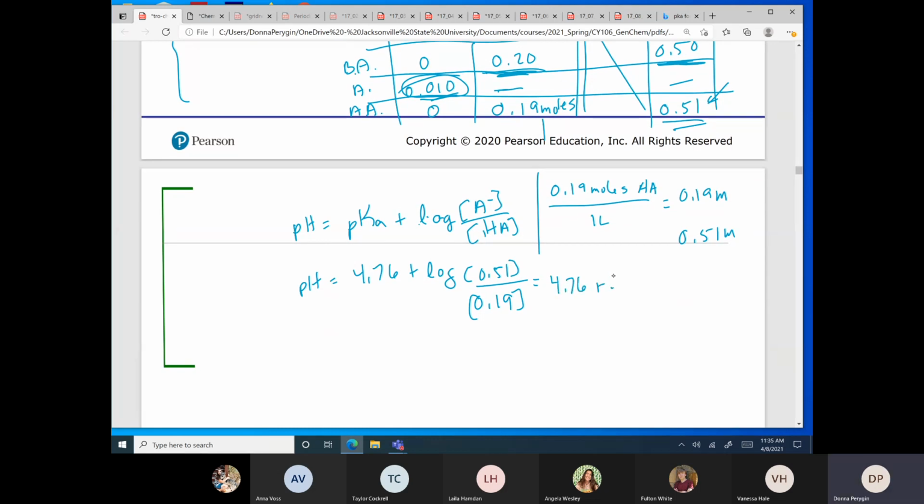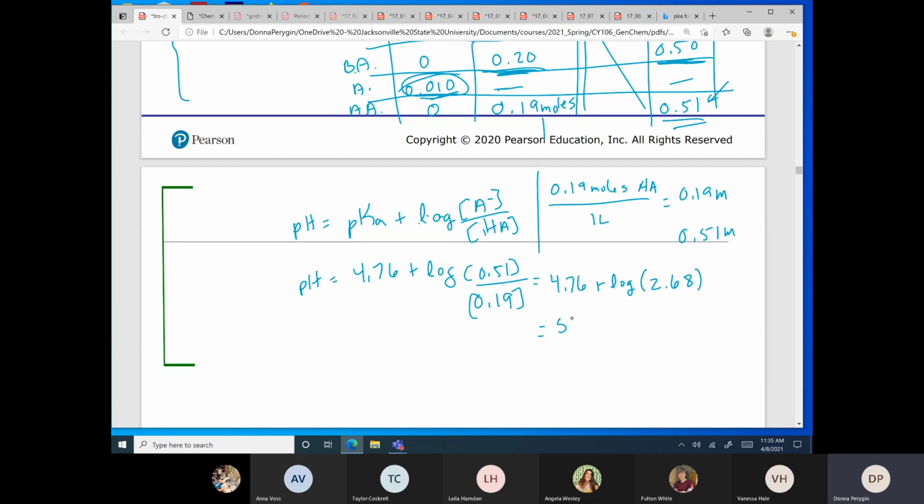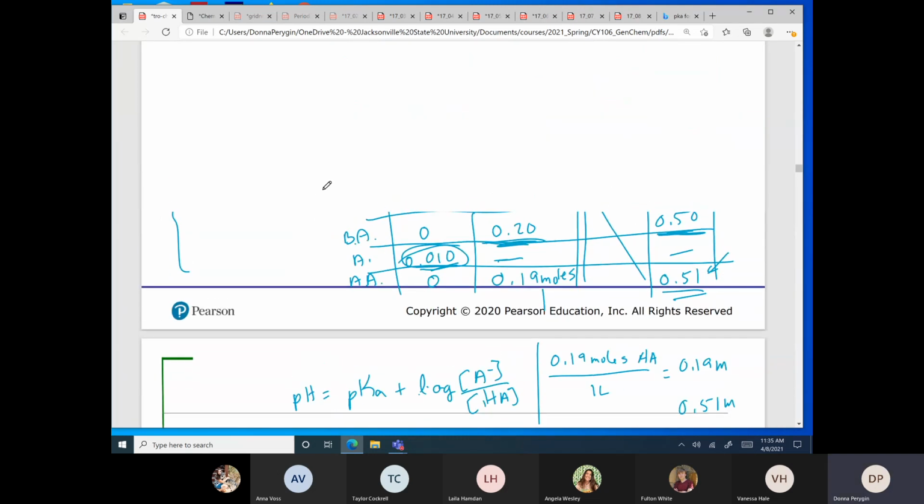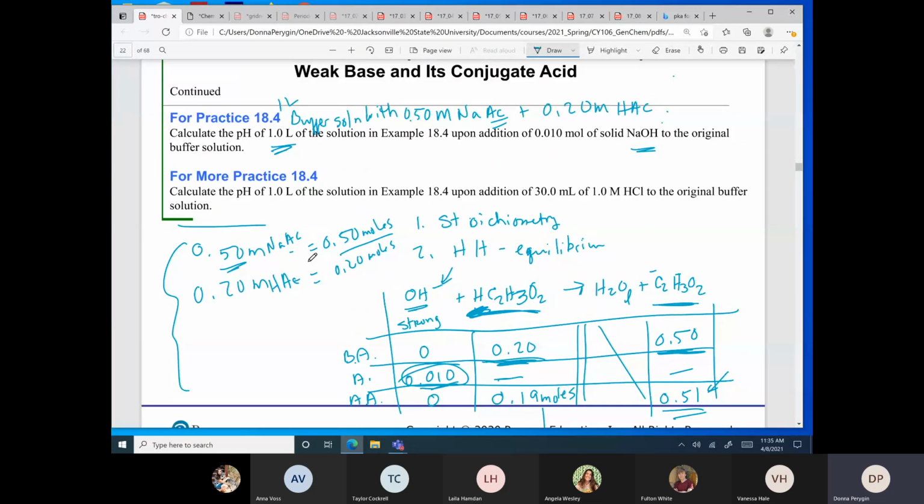Which is going to be 4.76 plus the log of, I've got to work this out because I don't have it, 0.51 divided by 0.19 equals 2.68. Take the log, 0.42, plus 4.76 is equal to 5.189. Okay, so you can see that the pH went up a little bit, which makes sense because we're adding sodium hydroxide. So I kind of had to rewrite that problem.